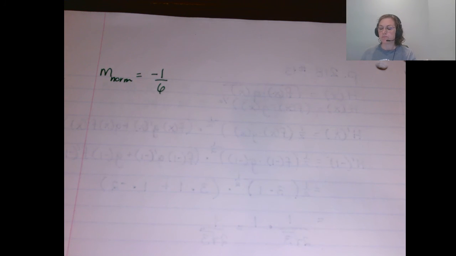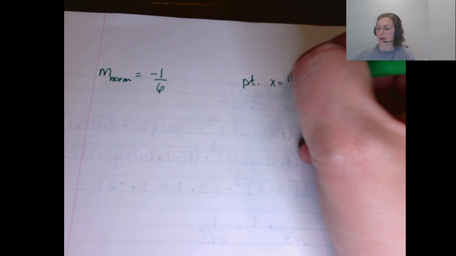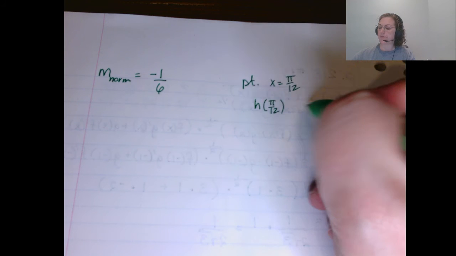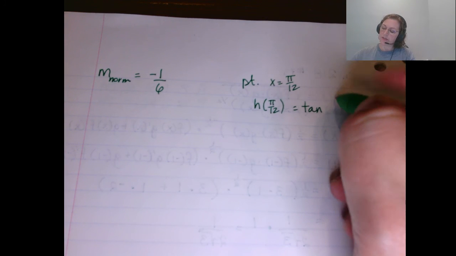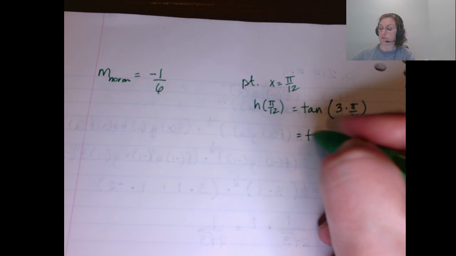Keep in mind, this is the slope of the tangent line, not the slope of the normal line. So let's look at writing the equation for that normal line. So if 6 is the slope of the tangent, then the slope of the normal line must be negative 1/6. So now that we have the slope, we can go find the point by plugging in pi over 12 for x in the original function. So we're looking for h of pi over 12. So tangent of 3 times pi over 12 would really be tangent of pi over 4.